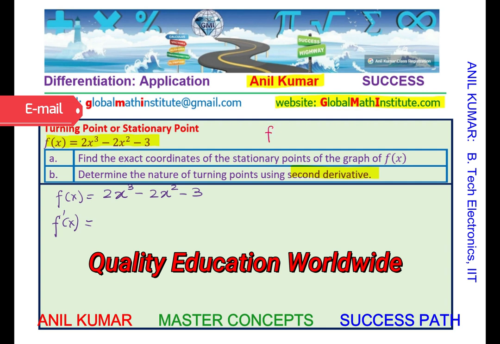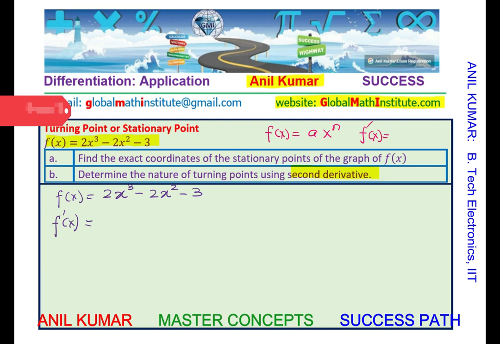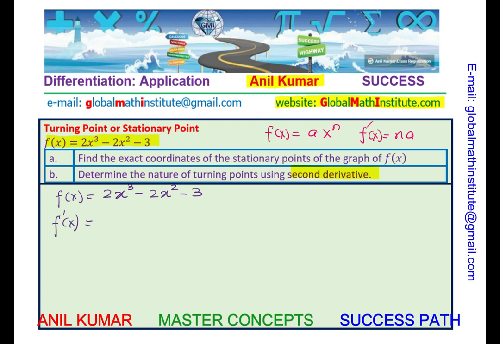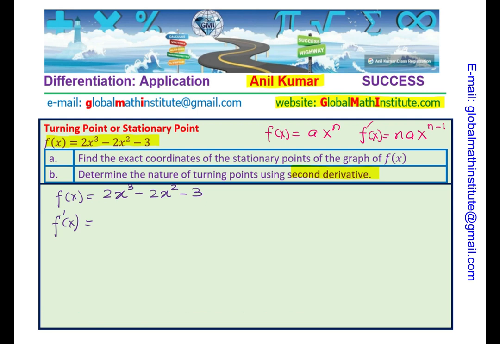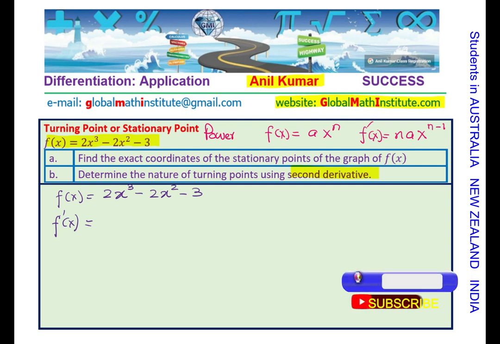If the function f of x is a times x to the power of n, then the derivative is n times a, and the exponent reduces by 1, so n minus 1. So you multiply by the coefficient, the index n, and also reduce the index by 1. That is the power rule, called the power rule for derivatives. In polynomials, we just apply the power rule.